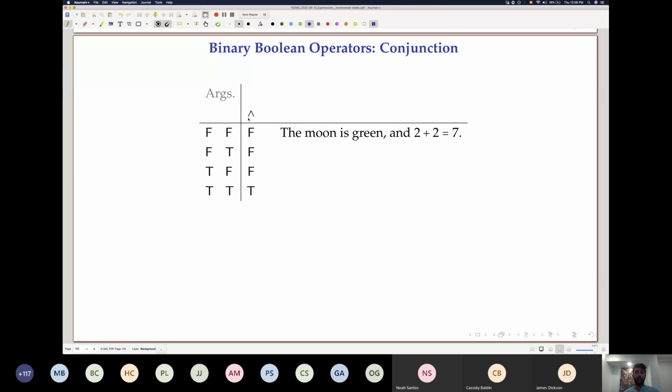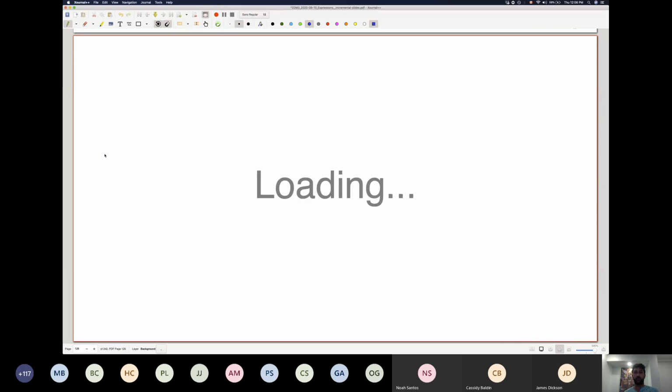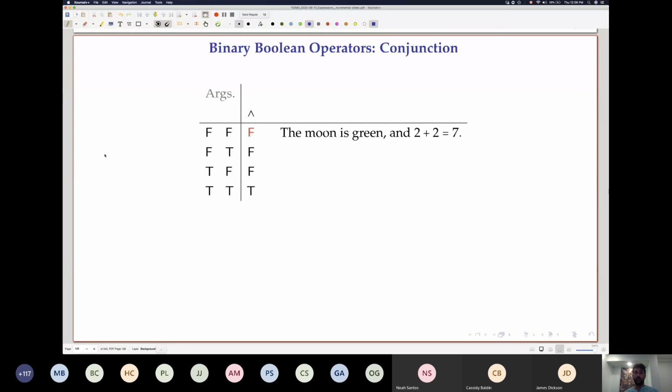If I'm given two things that are false, right here, the very first one, then their conjunction, their and, is also going to be false. So if the moon is green and 2 + 2 = 7, both of those are gibberish, so I have gibberish. They're both false, so the result is false. If either one of the things is false, then the whole thing is also false. For example, if the moon is green and 1 + 1 = 2, well, 1 + 1 = 2 is true, but the moon is not green, so the whole expression becomes false.